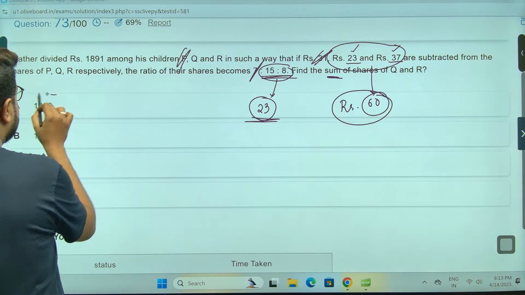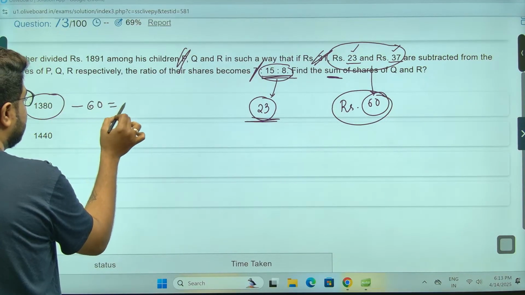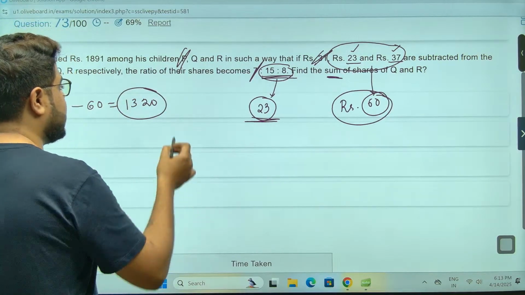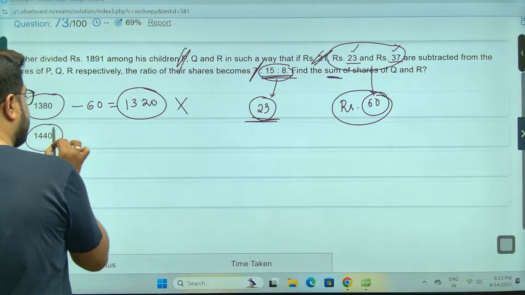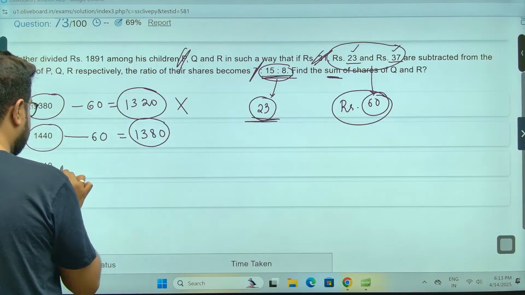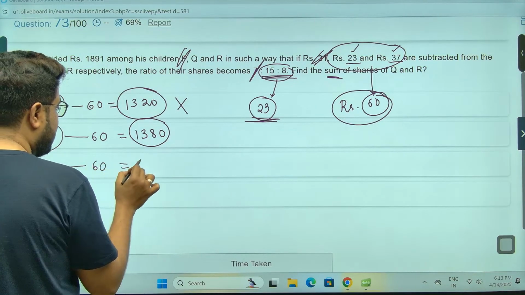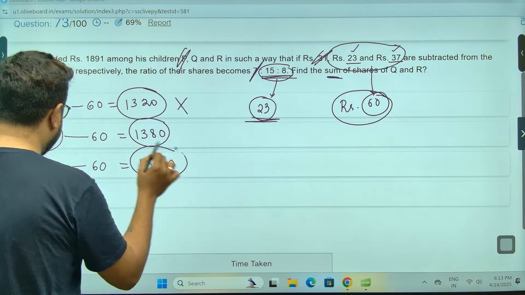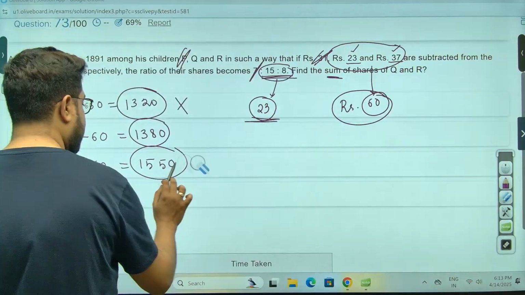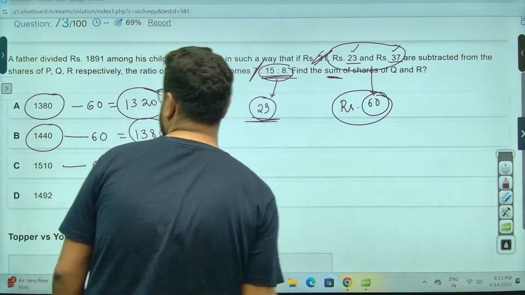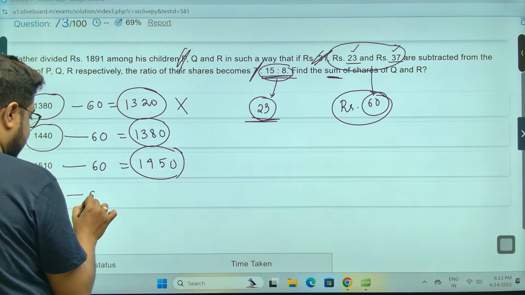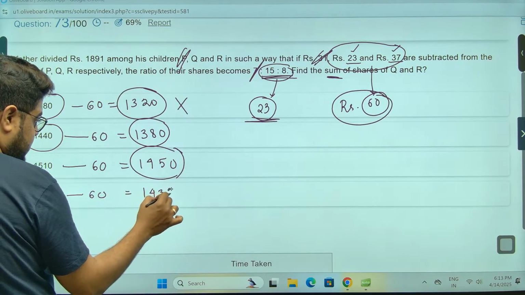1380 minus 60, if I do, it is 1320. Is it divisible by 23? No, sir, it is not divisible by 23. 1440 minus 60 is 1380, sir, divisible by 23. 1510 minus 60 is 1450. And this, if I do minus 60, that is 1432, sir.